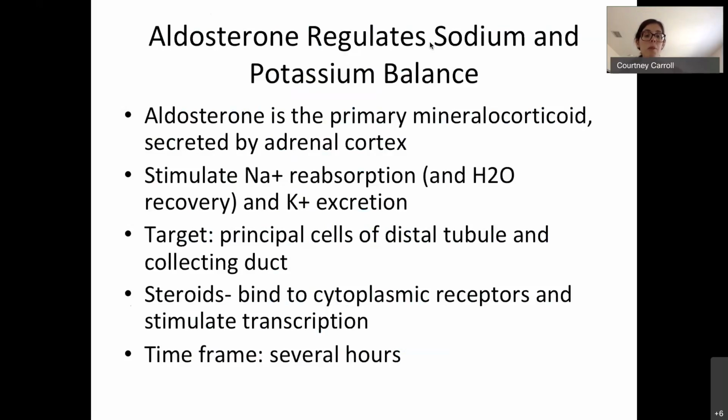The targets here are the principal cells in our distal tubule and collecting duct. We can't regulate what happens at the proximal tubule, but regulation can occur in the end parts of our tubule system, the distal tubule and the collecting duct. And aldosterone is a steroid hormone. If you remember, steroid hormones are hydrophobic, so they squeeze through the plasma membrane like only steroid hormones can. They bind to cytoplasmic receptors, and their effect is on transcription.